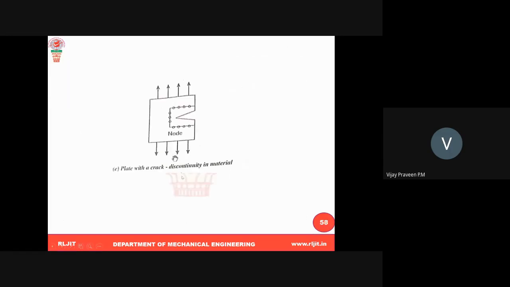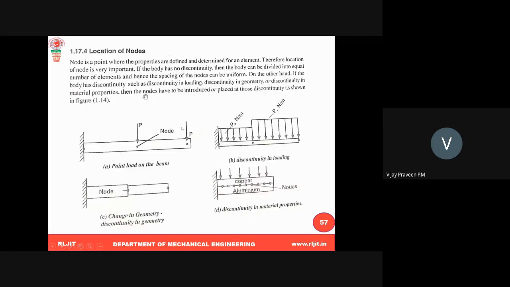And one more, a plate with a crack, a discontinuity in the middle. So here what happened? There is a discontinuity in the geometry also. Now we can introduce the nodes around the outer edge of this, like this. So this is the factor which affects the location of nodes. The location of nodes depends upon the discontinuity in the body.